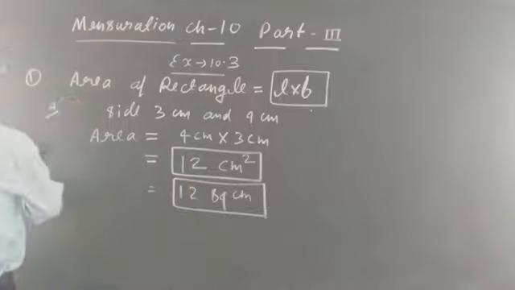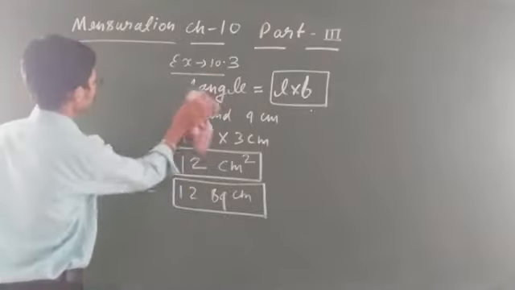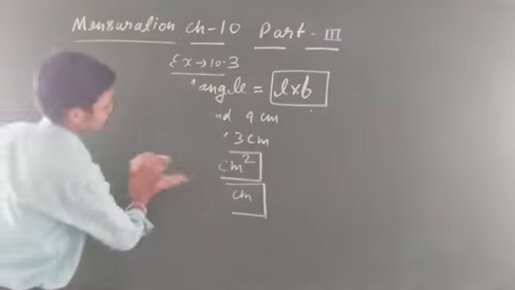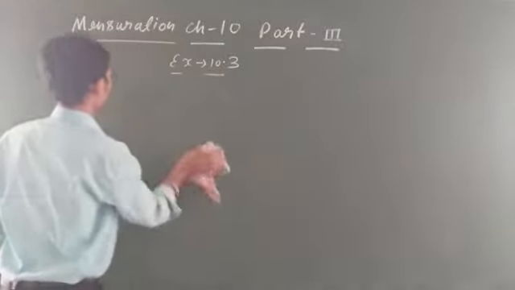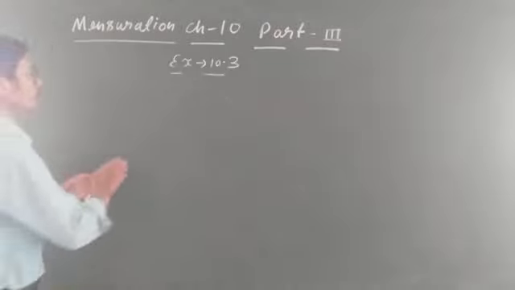Now the next question is given. In the next question you have to find out the area of the square. Now you know what is the meaning of area of a square, student? Area of a square means, I will explain the formula.